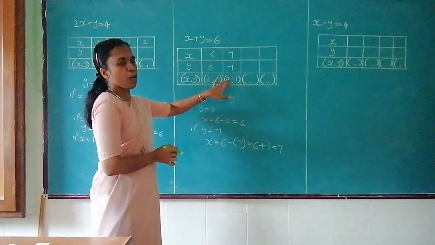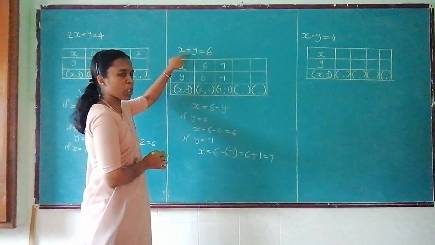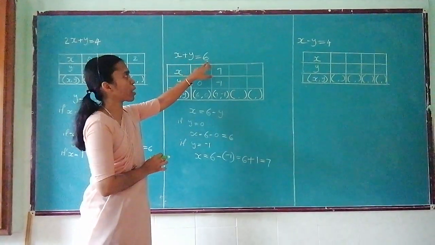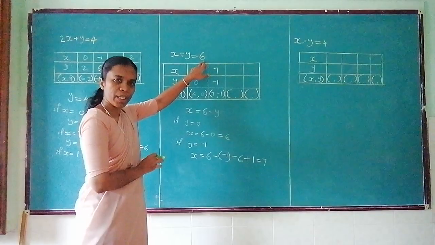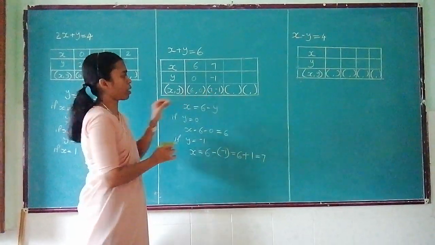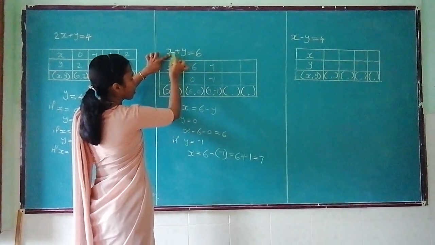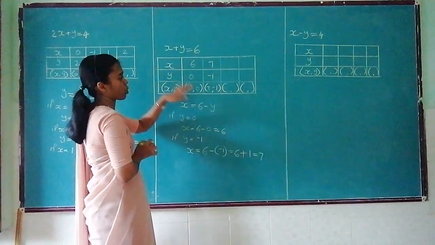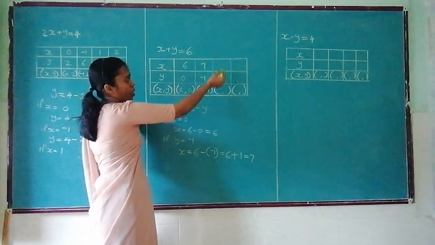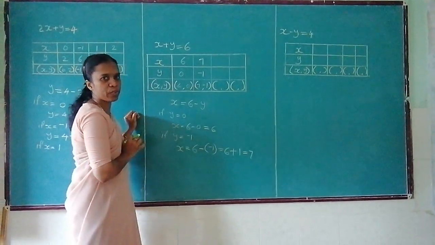Once you get these values, put them in your main equation and see whether you are getting the answer. If you are getting it, your answers are right. Let us try this. X is equal to 7, y is equal to minus 1. So 7 minus 1 is equal to 6. So your answer is right. I want you to complete the other 2 columns over here.